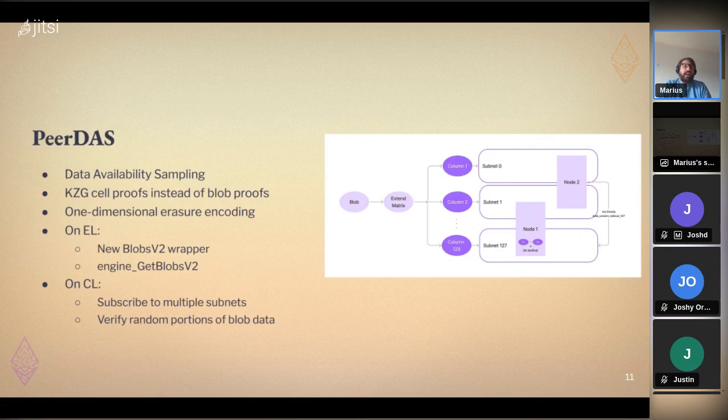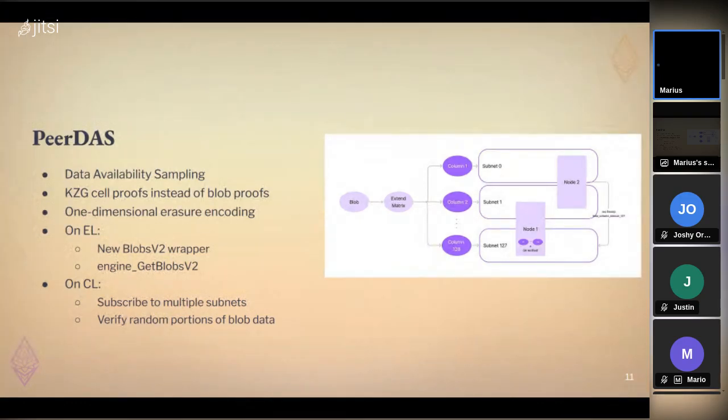And on the CL, they need to now subscribe to the multiple subnets and verify random portions of this erasure encoded blob data. And so this is basically the second step. 4844 was the first step. PeerDAS is the second step. And the third step is full DAS with two-dimensional erasure encoded data.